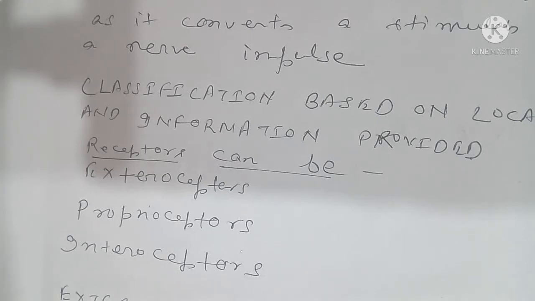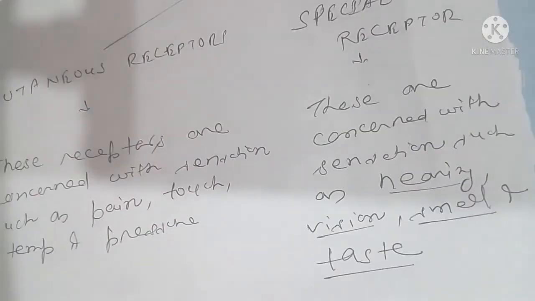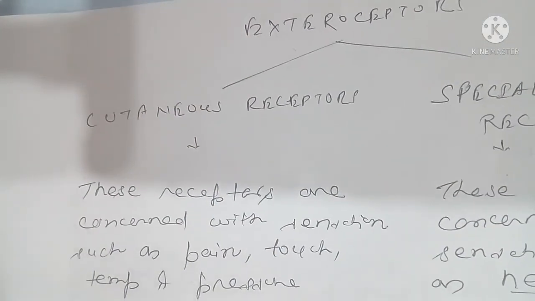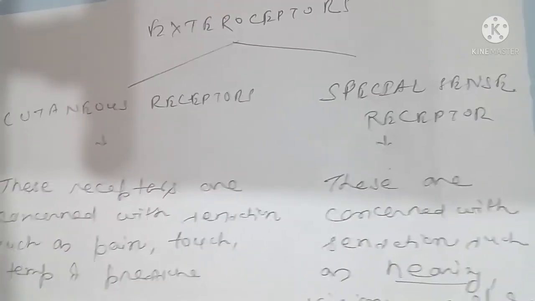These are located near the external surface of the body, present at the external environment. It means they provide information about the external environment. These receptors are concerned with sensations like pain, touch, temperature, and also hearing, vision, and smell. These exteroceptors are of two types: one is the cutaneous receptor and the second is the spatial sense receptor.